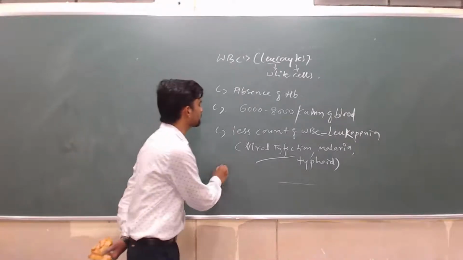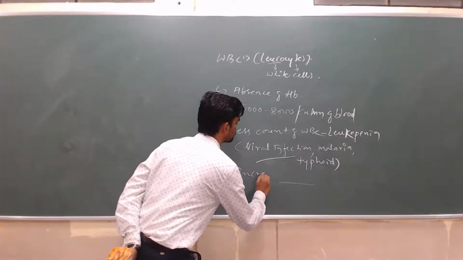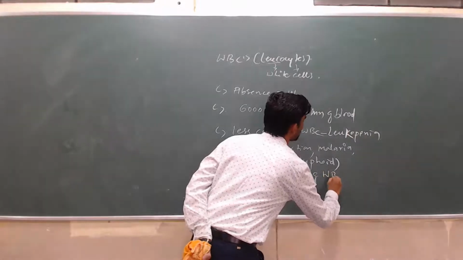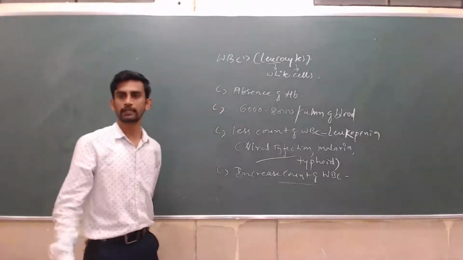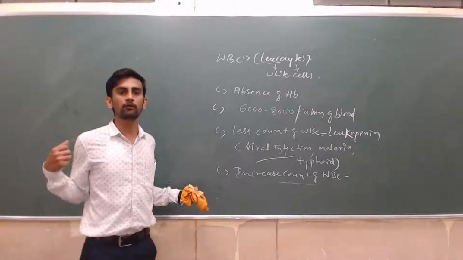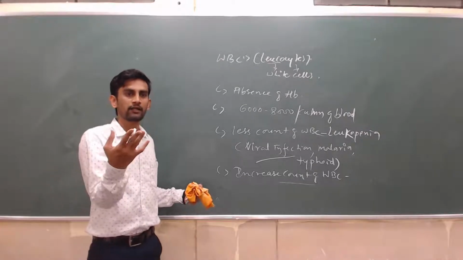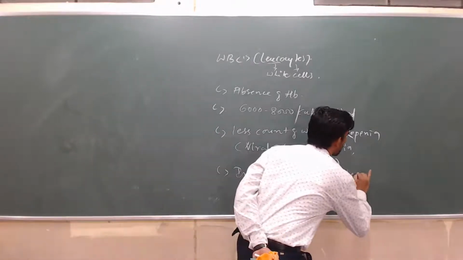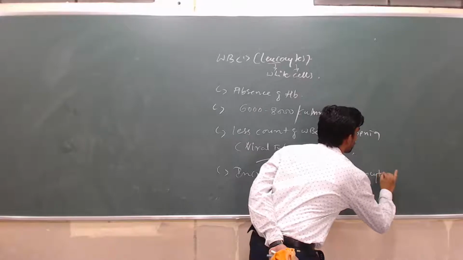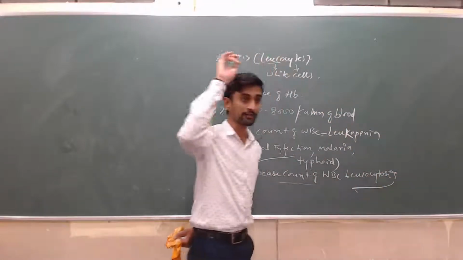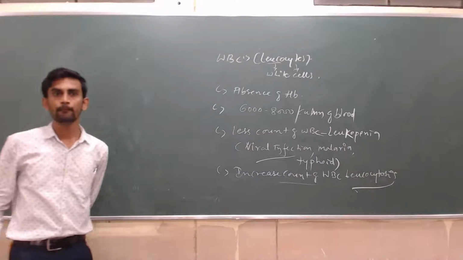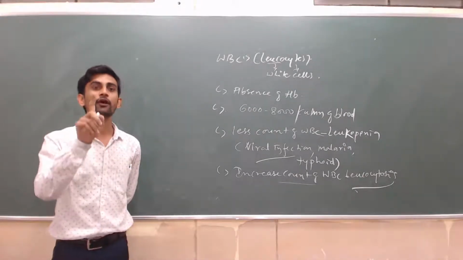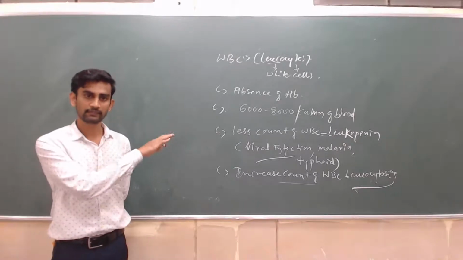In some other conditions, what will happen? Increased count. An increased count of WBC is also a disease condition, not normal. More count of WBC will lead to a dangerous disease condition. That disease condition is called leukocytosis. For RBC we call it polycythemia, or we can also call it erythrocytosis. So 3 words here, 3 words there.